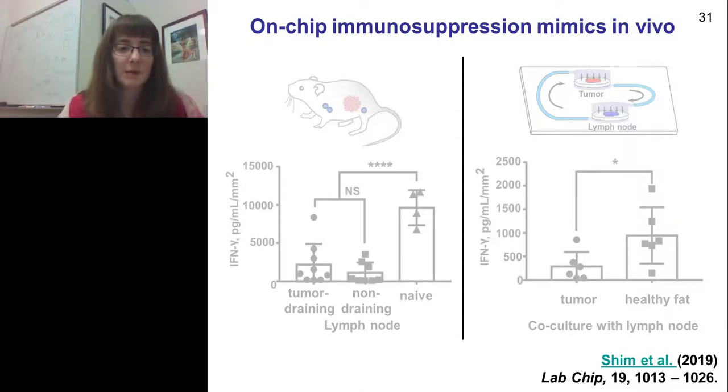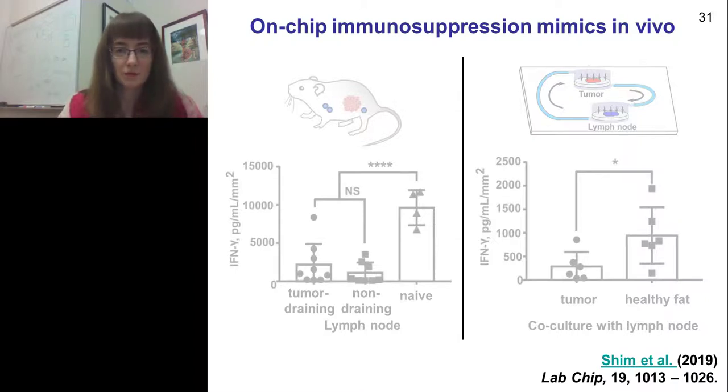So we did an experiment where we had a mouse carrying a 4T1 breast cancer tumor, and then we collected its lymph nodes, and we did a measure of the capacity of the T cells to respond to stimulus. We hit them with an anti-CD3 antibody, and we measured how much of a cytokine called interferon gamma they secreted. And what you see is that naive mice secrete a lot of interferon gamma, whereas lymph nodes from the tumor-bearing animal don't secrete much interferon gamma at all. And so we asked, could we replicate that on the chip?